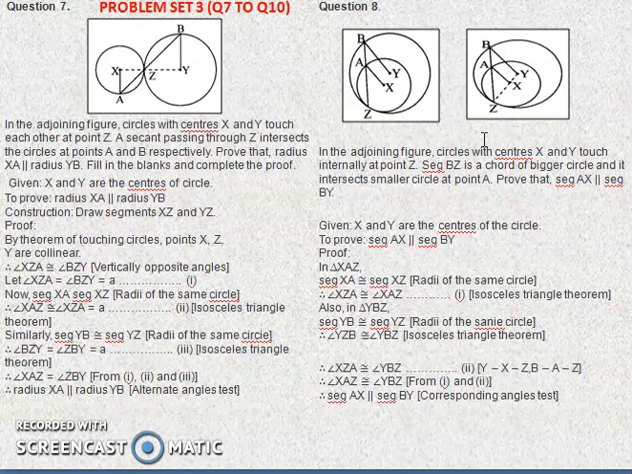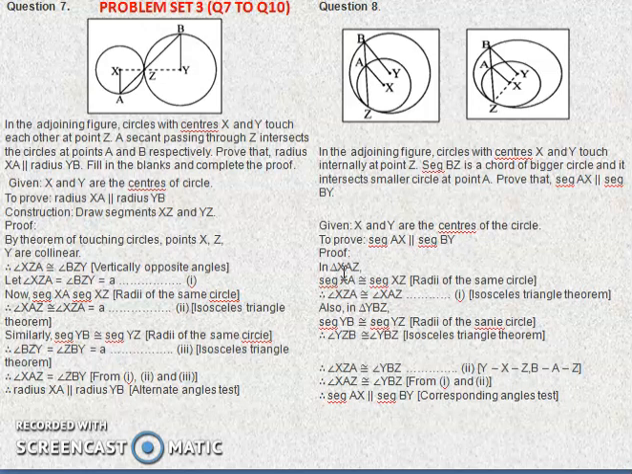Now come to the next question. You can see the diagram. For the construction part, you have to join Z, X and Y. In the adjoining figure, circles with centers X and Y touch internally at point Z. Segment BZ is a chord of the bigger circle and it intersects the smaller circle at point A. Prove that segment AX is parallel to segment BY. Here X and Y are the centers of the circles. So we have to prove AX is parallel to BY.